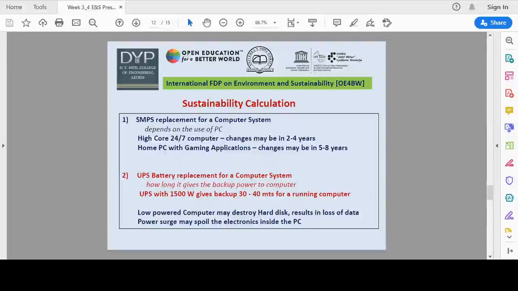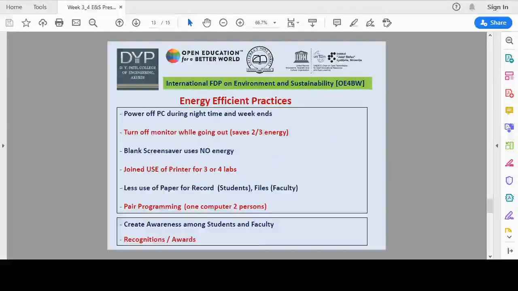Generally, the computer system has to be given a good power backup supply. If we give low power to the computer, it may destroy the hard disk. If there is any power surge or hike in the power supply, it may spoil the electronics inside the PC. So we need to give stabilized power to the computer system.